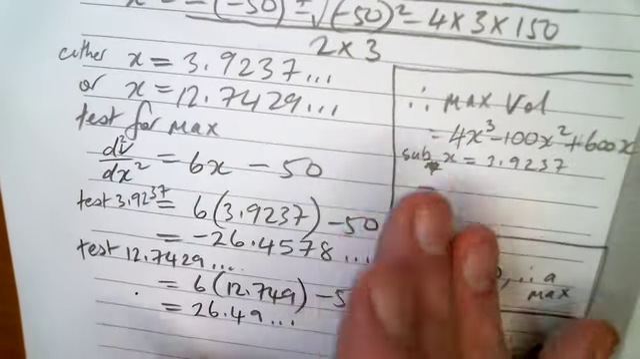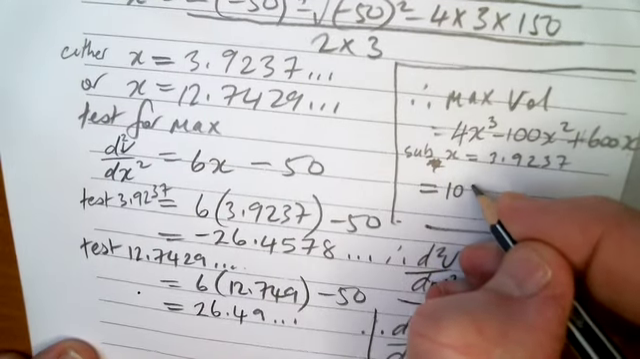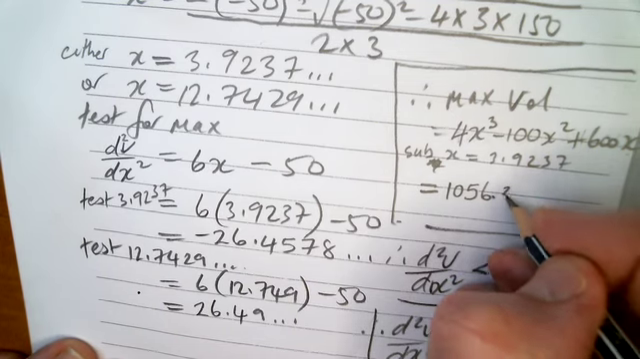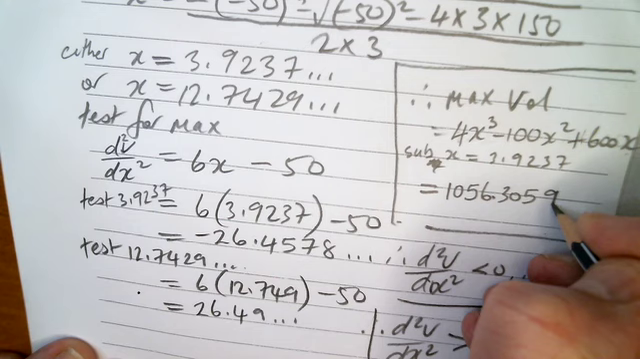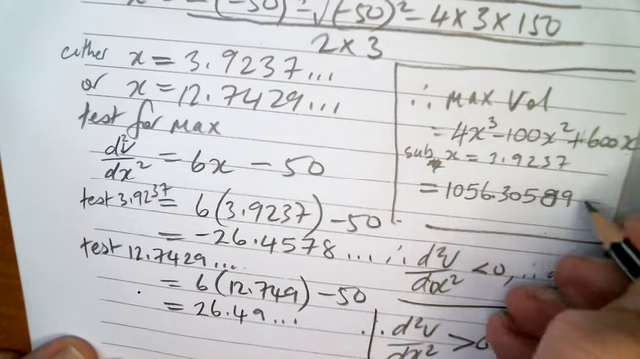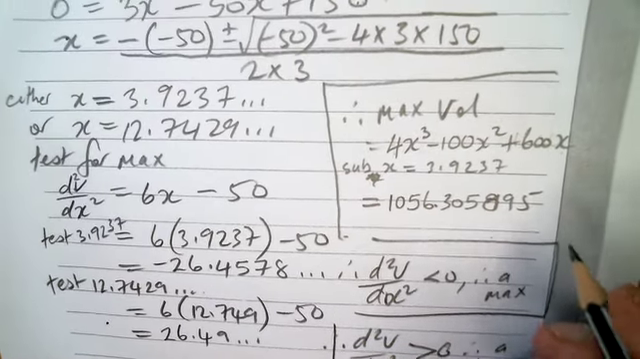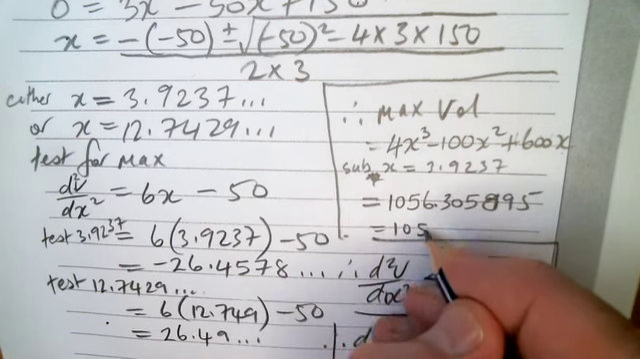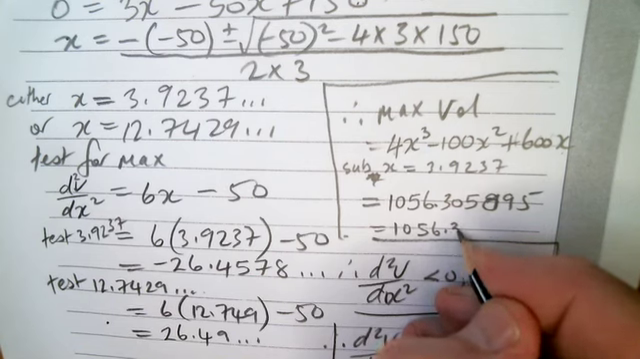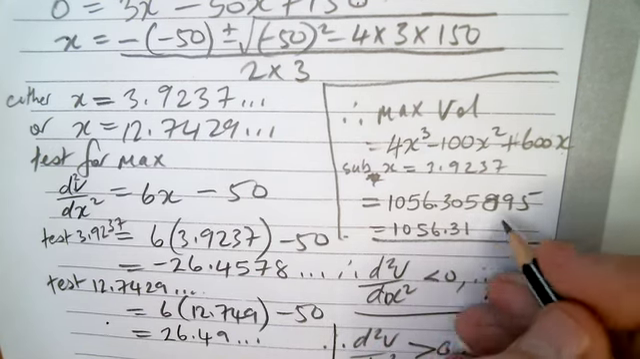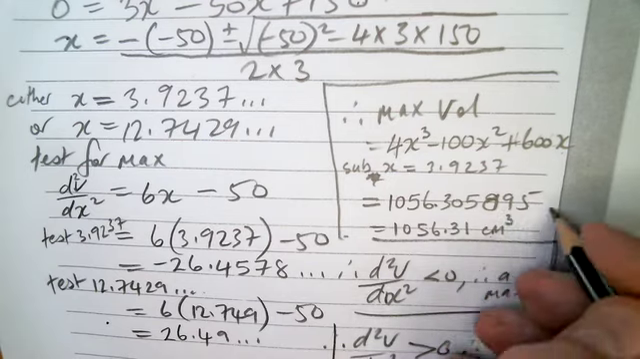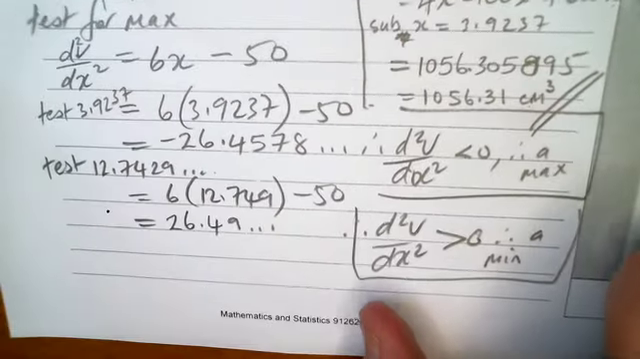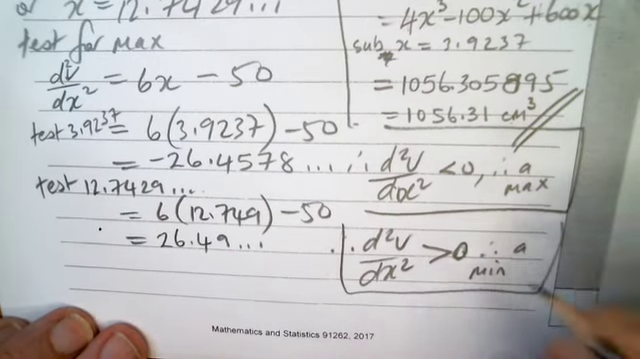And we get 1056.305895. But we want, let's just do equals 1056.31, and let's call it cubic centimeters. And there is my answer. So sorry about the mess there, but hopefully that kind of makes sense.